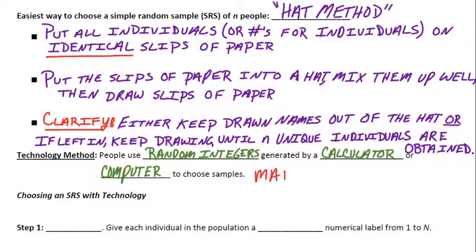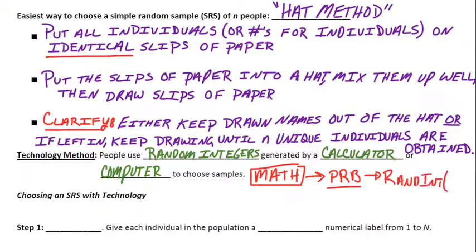So I'll actually add that in here. For a calculator, the directions: math, PRB, randint. And then you hit the lower bound. So for the jelly blubbers, it was 1 to 100, so our lower bound was 1, upper bound was 100, and it'll just generate random integers between there. So that's how you would do it with technology.